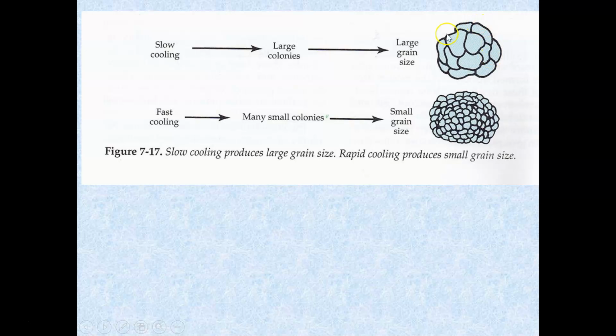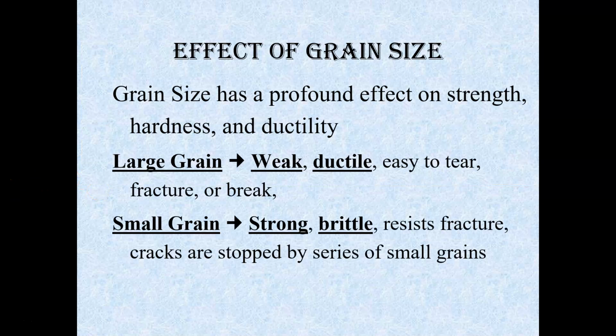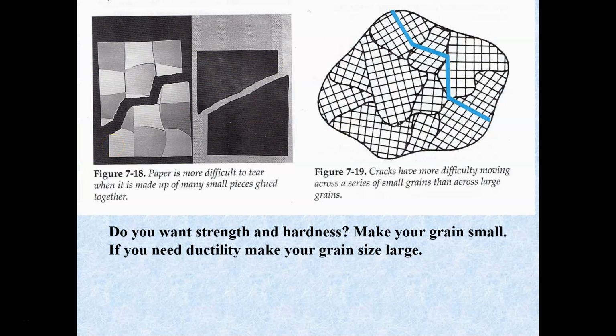Slow cooling, large colonies, large grain size. Fast cooling, many colonies, small grain size. Figure 7-17 in your book. The effective grain size. And again, large grain size creates a weak and ductile metal, easy to tear. Small grain, strong, brittle, resists fracture, and the cracks are stopped by a series of small grains. Do you want strength and hardness? Make your grain small. If you need ductility, make your grain size large.